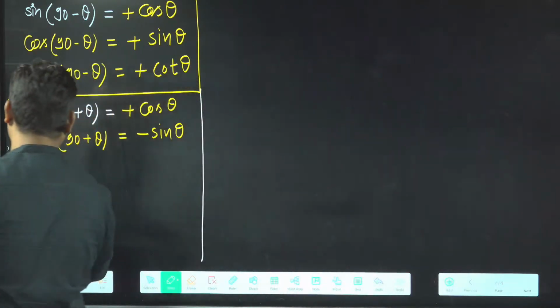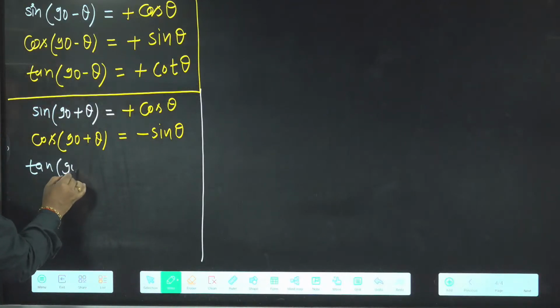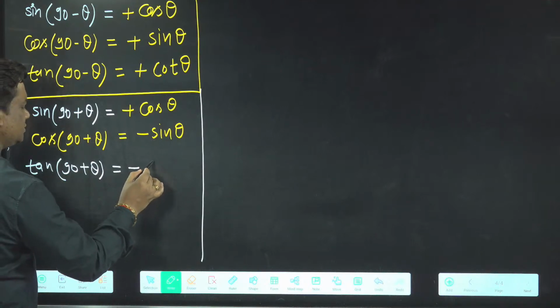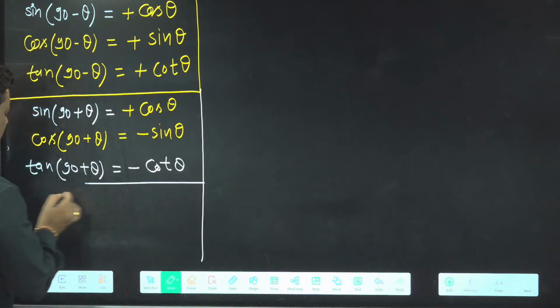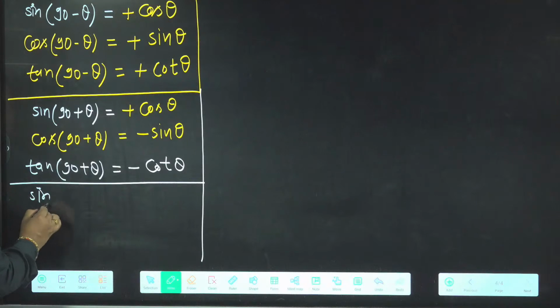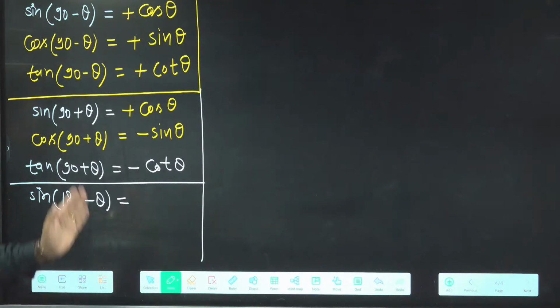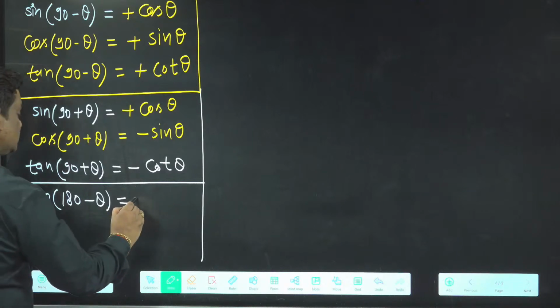Now we can write here tan 90 plus theta. This is also going to be negative, and of course it will change. So we can say minus cot theta. Okay. Now, next one I'm going to write sine 180 minus theta. Positive, negative? 180 minus theta. It is going to be positive here, so we can say plus.